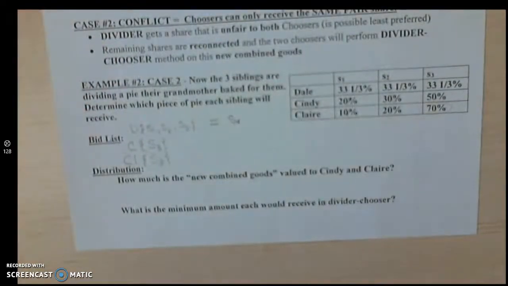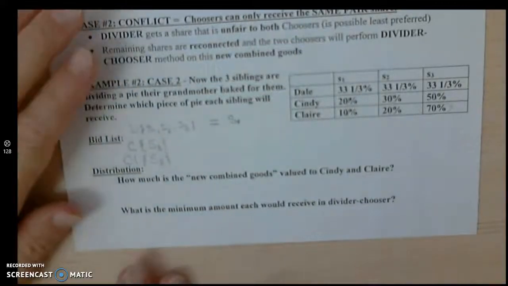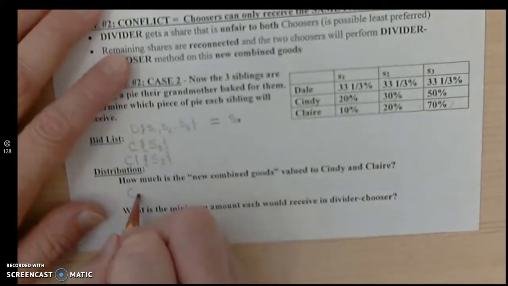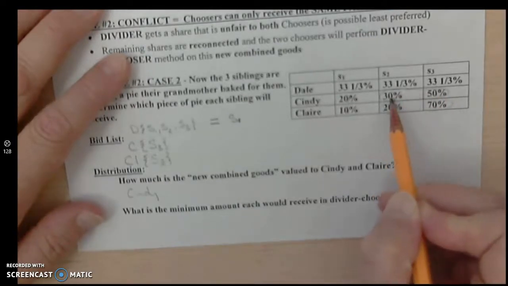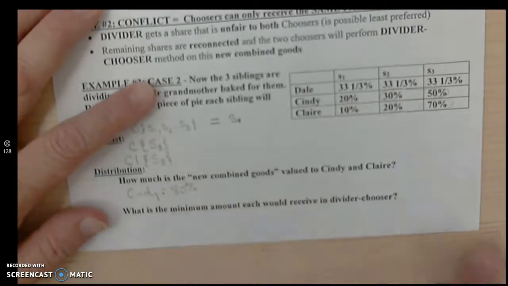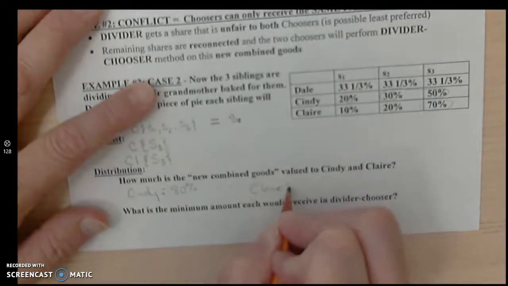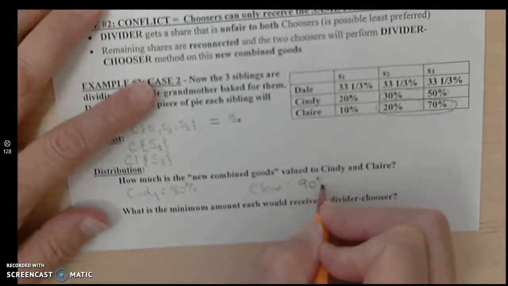And now what we need to do, if you can imagine, is push the pie back together. I mean, it is just a piece of pie, so we can kind of do that. So we're going to put the pie back together. So in that regard, how much for Cindy is the pie worth, because we put 2 and 3 back together, is worth 30 and 50, which is 80%. Okay. And then Claire, if you put the pie back together, 20 and 70 is worth 90% to Claire.